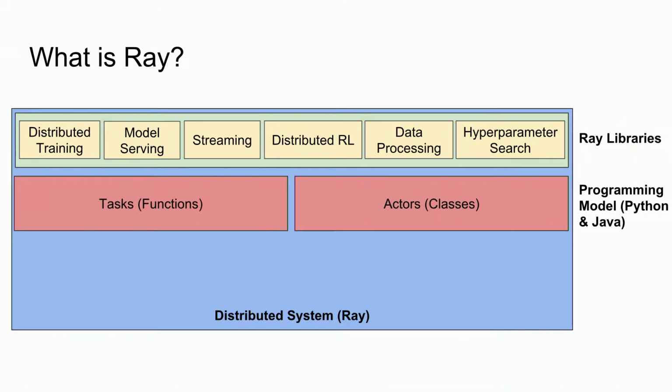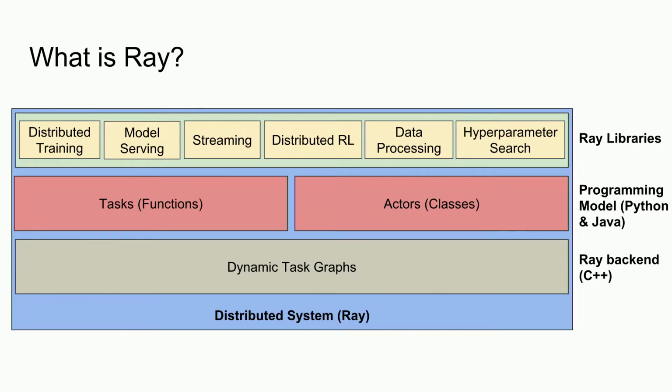Underneath this programming model, we have a backend based on dynamic task graphs, and this is what enables the performance of all of our libraries on top. The backend reasons about a graph of task dependencies, and it handles functionality like scheduling, resource management, fault tolerance, data transfer, and all of these things. So these are the different levels of abstraction that we are thinking about. And now I'll talk a little bit more about the API and how you can use that to implement applications.